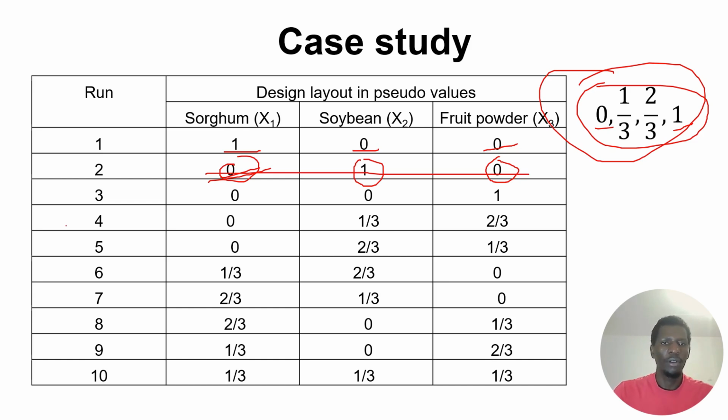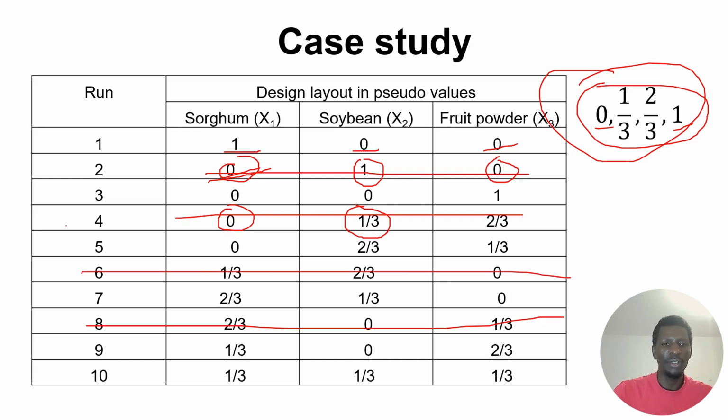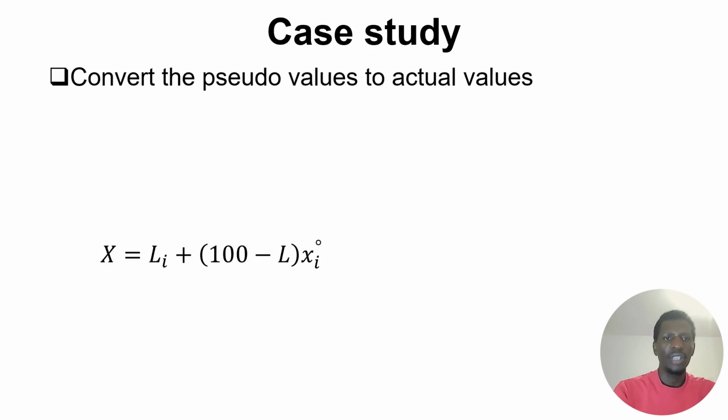For round 4, if we set sorghum at its lower limit and soybeans at 1 over 3, then we need 2 over 3 to make up 100%, or 1. And that will go through for the other experiments until we exhaust the 10 experimental points. We have just designed these experiments using pseudo values. And you can actually go into the laboratory and conduct these experiments using this type of values.